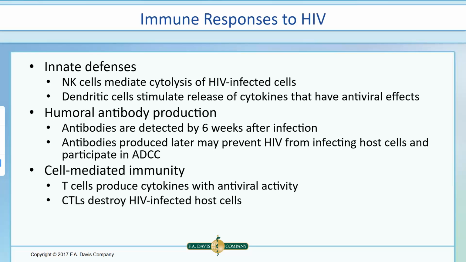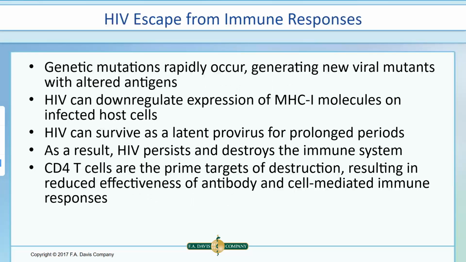There are innate defenses, humoral antibody production, and cell-mediated immunity. But HIV can escape from the immune response because of genetic mutations. It's constantly mutating, generating new viral mutants with altered antigens. It can also downregulate the expression of MHC class I molecules. It can survive as a latent provirus for prolonged periods of time. As a result, HIV persists and destroys the immune system. CD4 T cells are the prime targets of destruction, resulting in reduced effectiveness of antibody and cell-mediated immune responses.